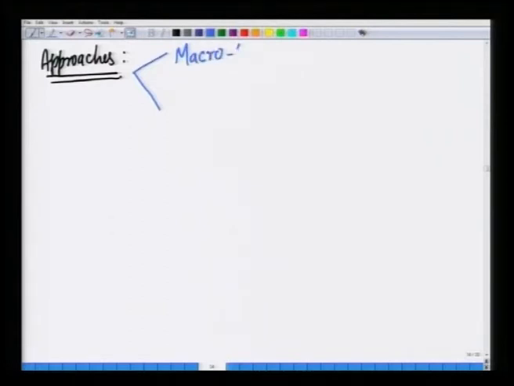the macro level problems, and the other, the micro level problems. Although this classification is not watertight, it is nonetheless useful to classify problems in this introductory discussion into macro level or micro level problems. So, let us look at what macro level problems are.